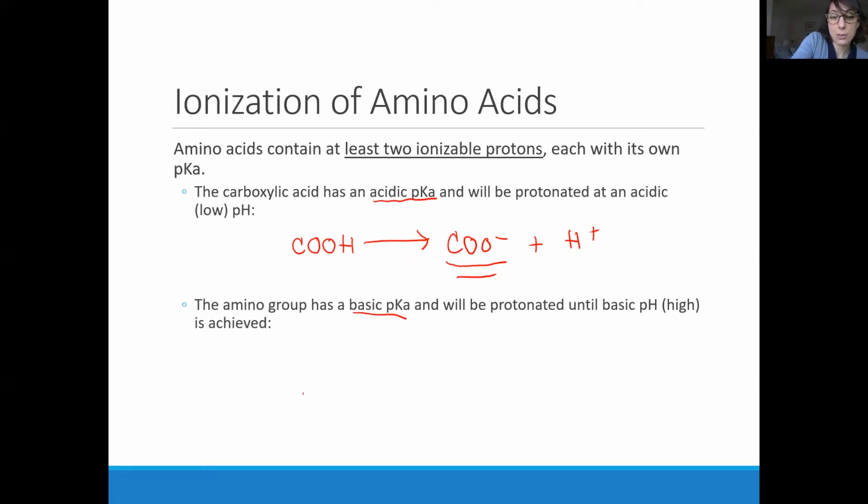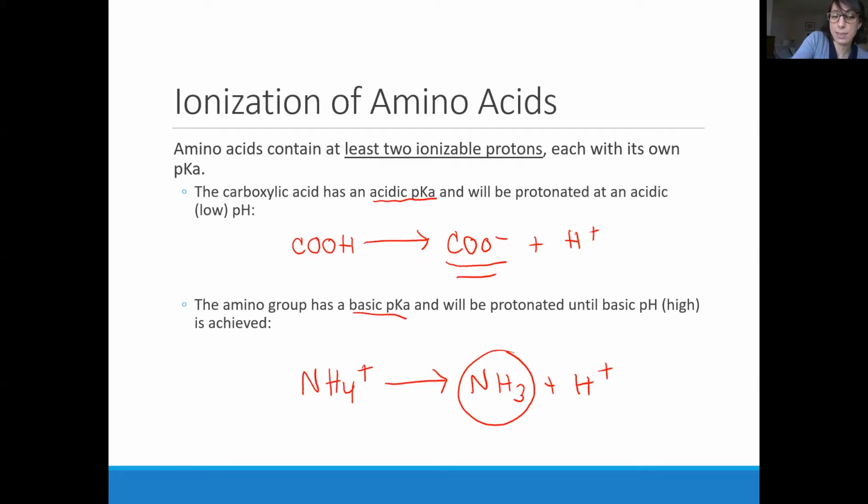To write this equation, NH4 plus goes to NH3 plus H plus. So here's this group. Note that the version that has lost its H plus is on this side of the equation, on the side where it is dissociated.